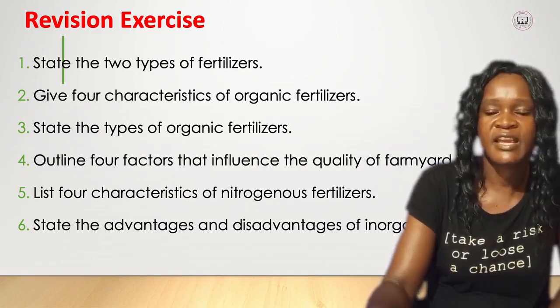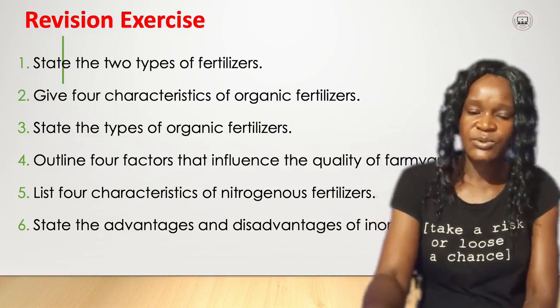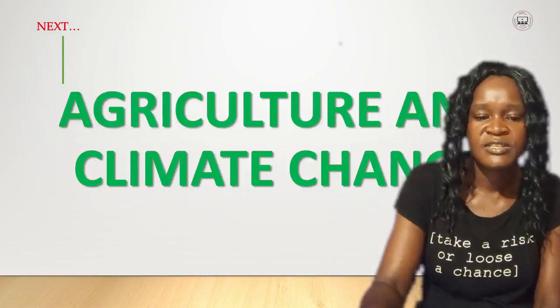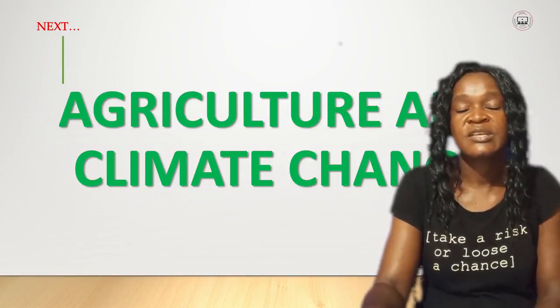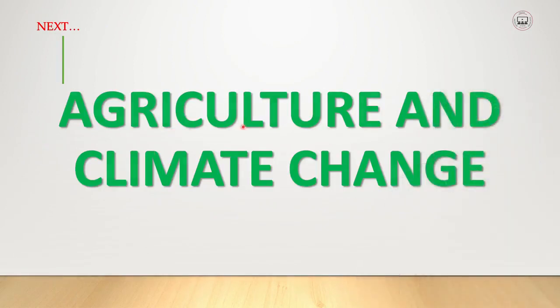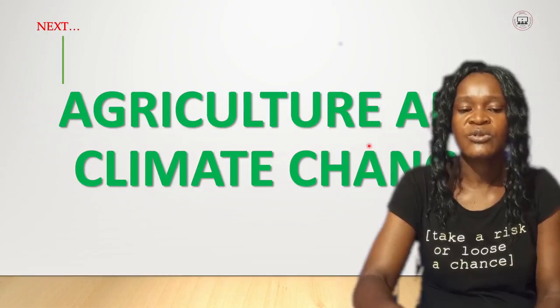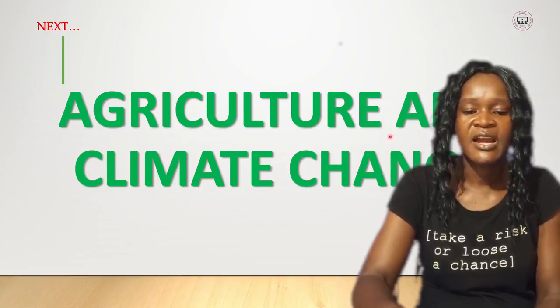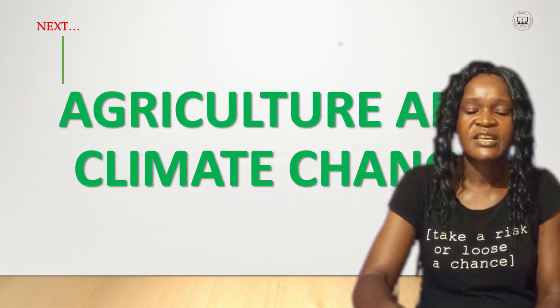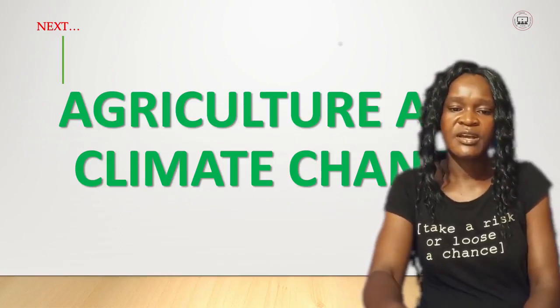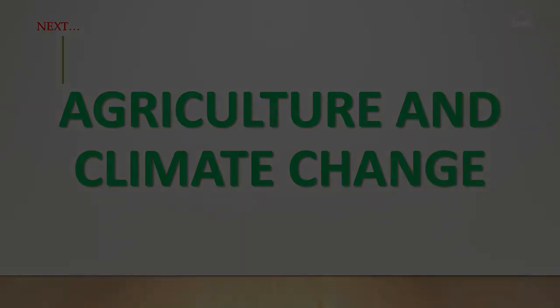their advantages and disadvantages. So next time we'll discuss another topic, which is topic 3. This is agriculture and climate change. So we're going to look at the correlation or the relationship between agriculture and climate change. So that's our next lesson. As for now, goodbye.